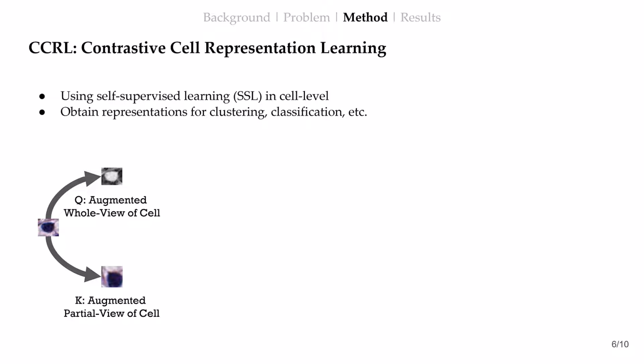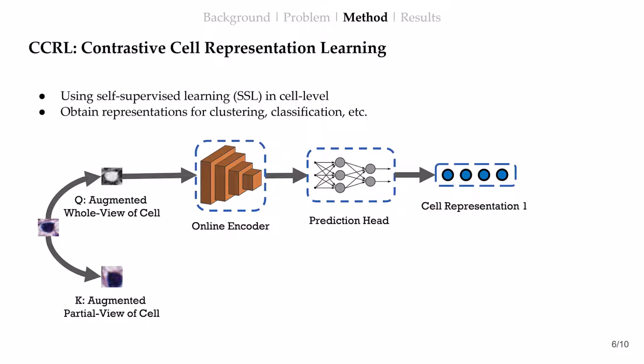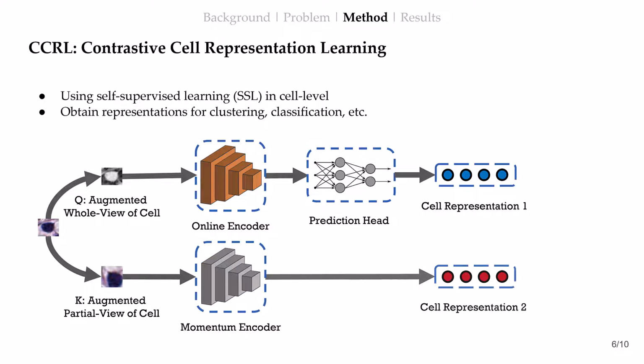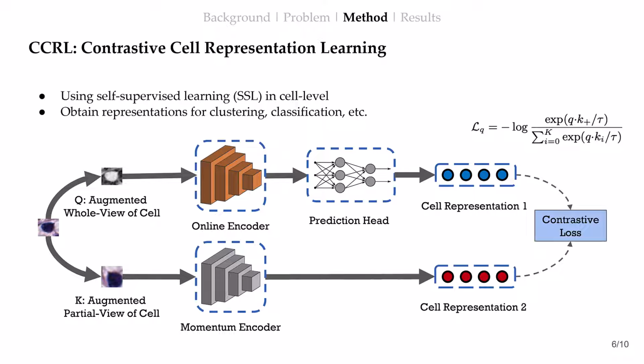Then we're going to pass the whole view through an online encoder and then a prediction head to get its representation. Also for the partial view, we're going to pass it through a momentum encoder. Finally, using a contrastive loss, the formula of which you can see in the figure, we're going to bring the embeddings of these two images as close to each other as possible. There are three important parts in this design.